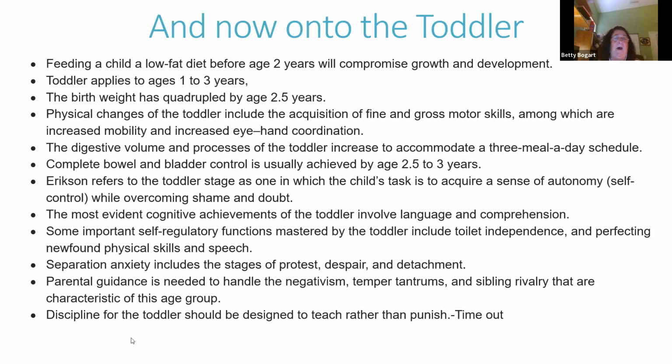Complete bowel and bladder control is usually achieved somewhere between 2.5 to 3 years old. It doesn't mean all children are done by 3 years old. Remember, all children are different.